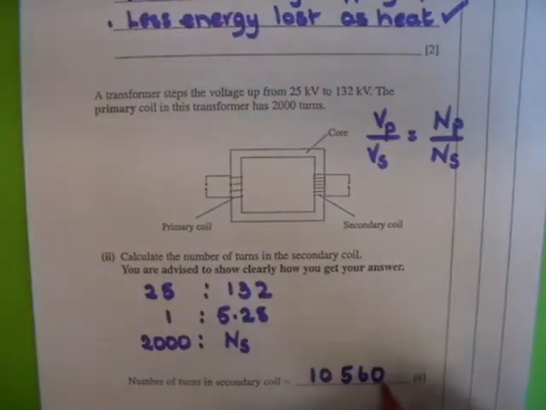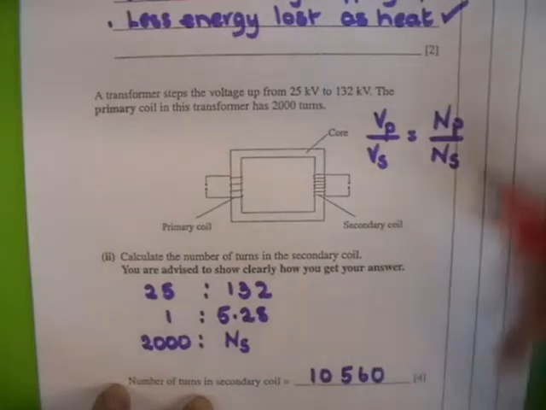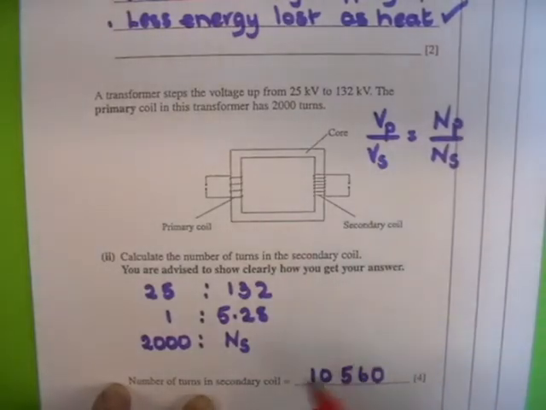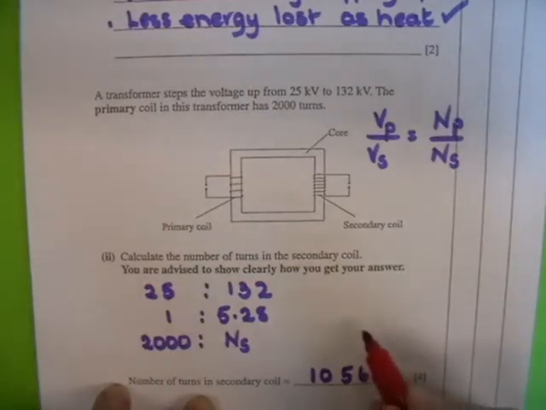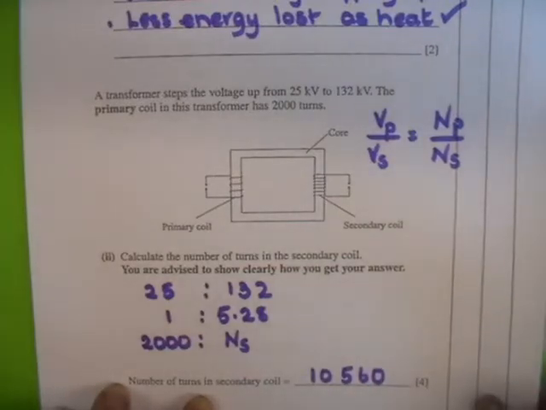Now you'd get 4 marks for your answer. If you didn't have your answer, you'd get a mark for your equation. You'd get a mark for putting all your correct numbers in. And then you would get a mark for maybe working out a ratio, 4 marks then for 10,560.